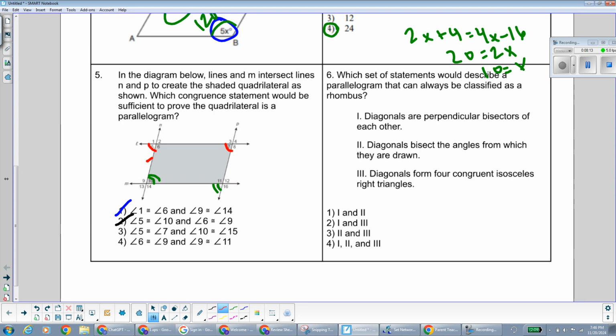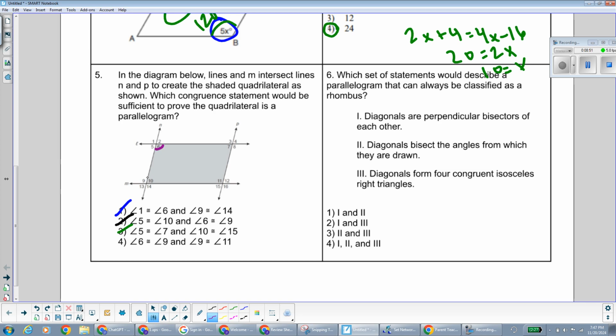I'll make my parallel symbols nicer. 10 and 15 are alternate interior angles. So that means the lines forming them are parallel. But once again, it's the same two lines. So all this is showing is that these sides are parallel. We need both pairs of sides parallel, or one pair that's both parallel and congruent.